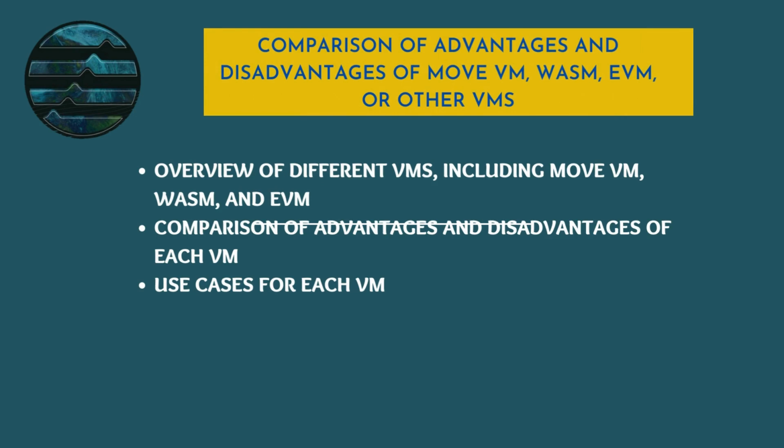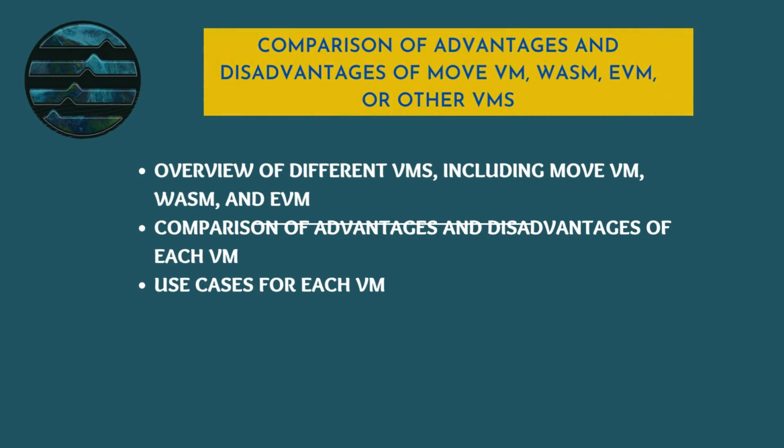However, WASM's security model is limited compared to MoveVM and EVM, as it doesn't have the same level of access control or resource management features. EVM is known for its wide adoption and support in the blockchain community. It is a Turing-complete virtual machine, meaning that it is capable of executing any arbitrary program. However, this flexibility comes with the downside of being prone to common vulnerabilities such as reentrancy attacks and integer overflow/underflow errors.